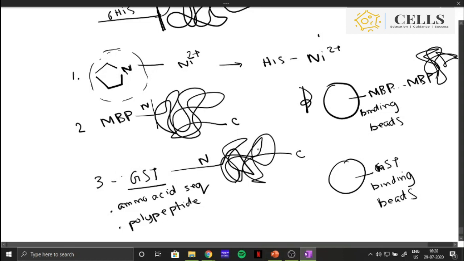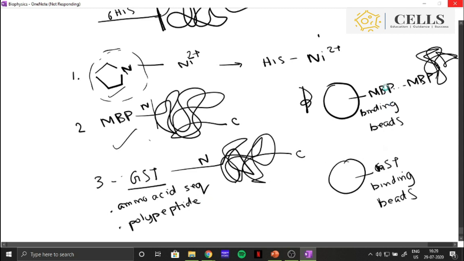So these are the specific tags that have been experimentally validated. You have histidine, you have maltose binding protein, you have glutathione S transferase. So these are the three things that are experimentally validated that bind to the beads. Can make other amino acid, but yeah.